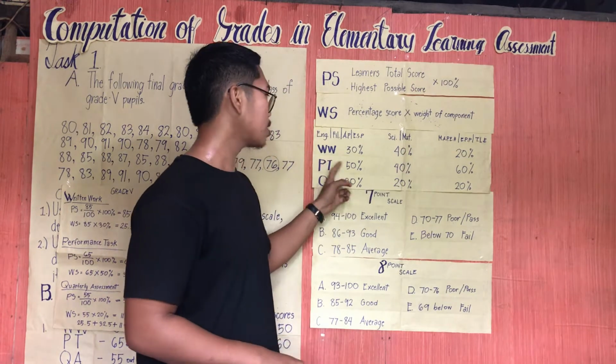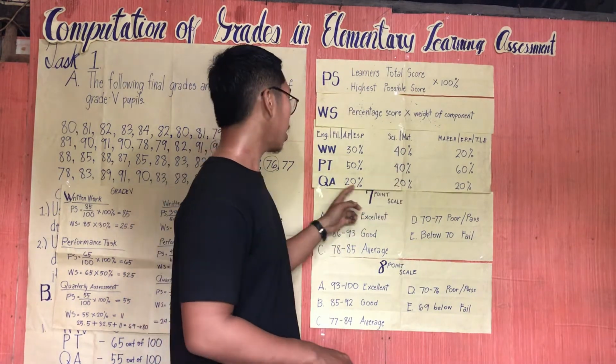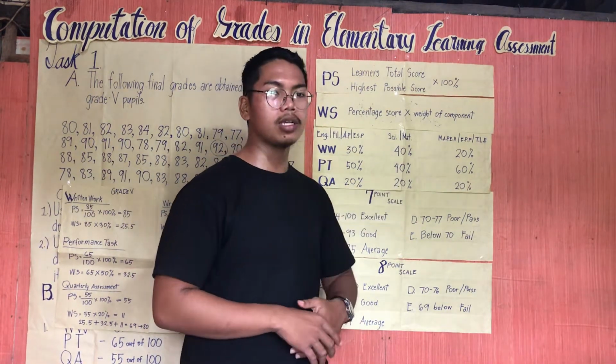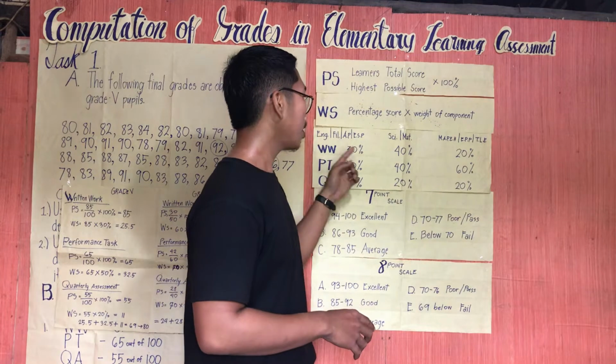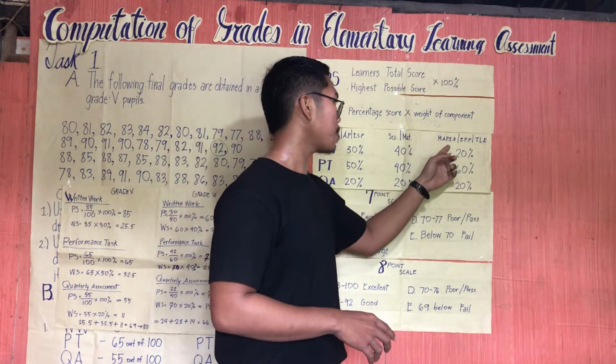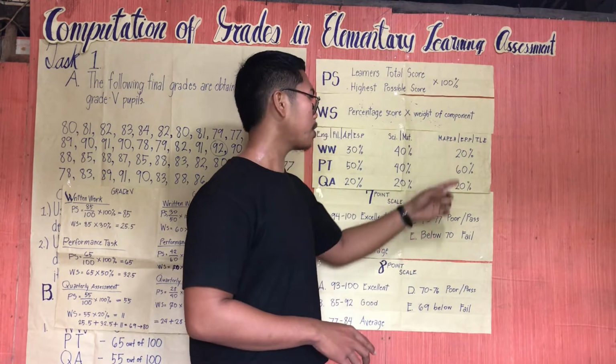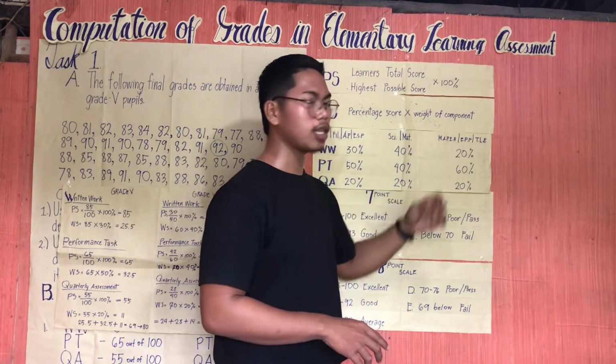And for the performance task is 40% also. And for the quarterly assessment is 20%. And also, it is different for the weight of component of the subject of MAPEH, for the music, arts, physical education, and health. And also for the EPP and for the TLE.